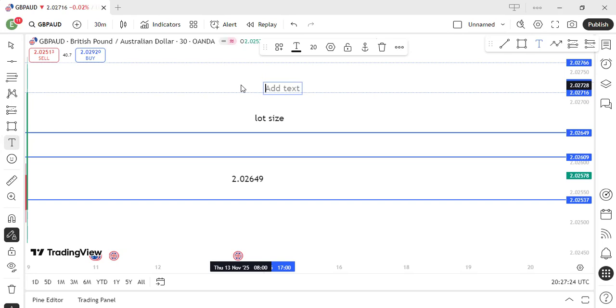So lot size is just the quantity or volume of coins you want to trade. Whenever you're coming into the market, it's just like a river. The lot size is the bucket you're using to fetch from the river. Are you getting the concept? It's the bucket I use to fetch from the river.